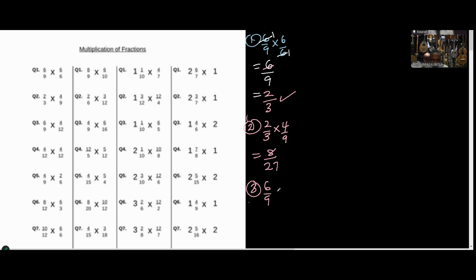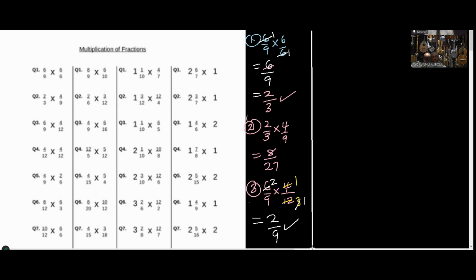6 over 9 times 4 over 12. 4 can divide 12. So I can say 4 here 1, 4 here 3. And 3 can divide 6, okay? Then I can say 3 here 1, 3 here 2. So what's at the top now? 2 times 1, which is 2. And at the bottom, 9 times 1, which is 9. Is this clear to you? Okay. Now, go to the next one.